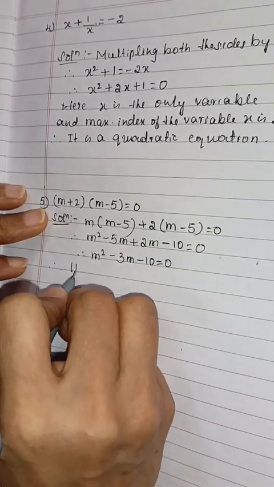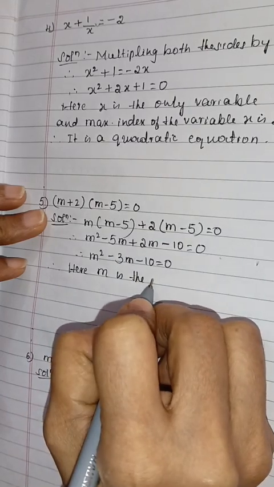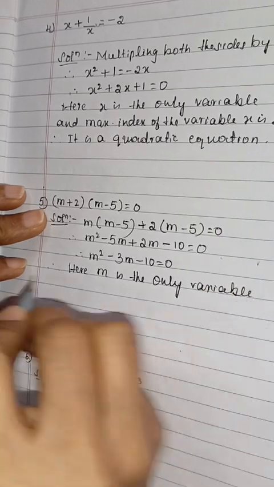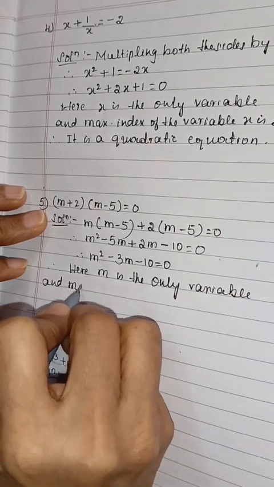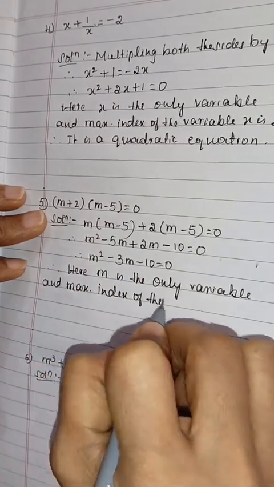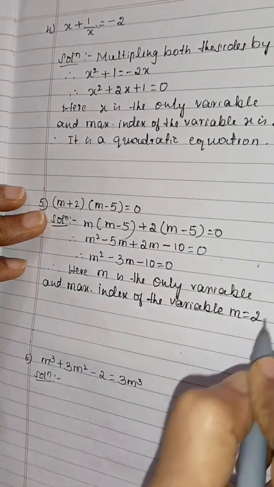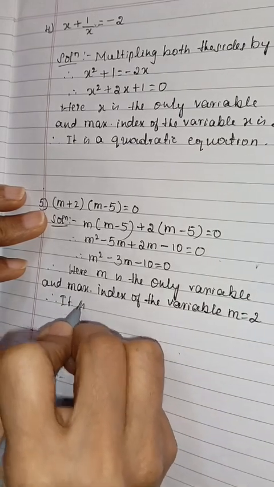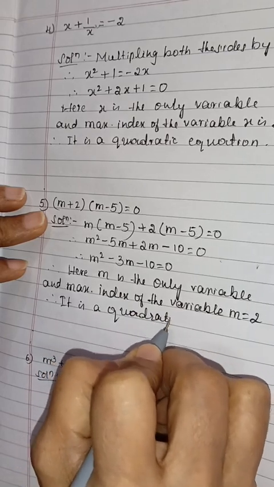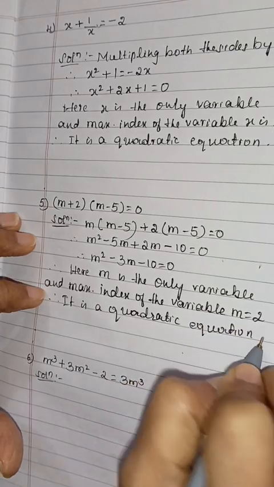So here m is the variable, m is the only variable, and the maximum index of the variable m is 2, therefore it is a quadratic equation.